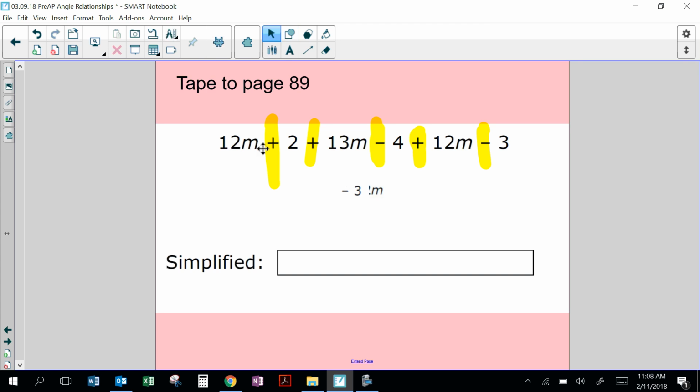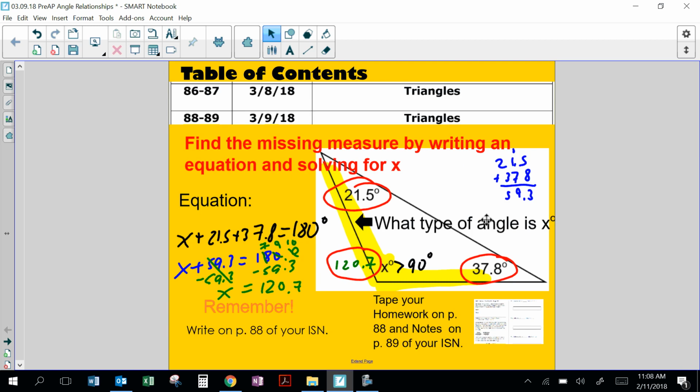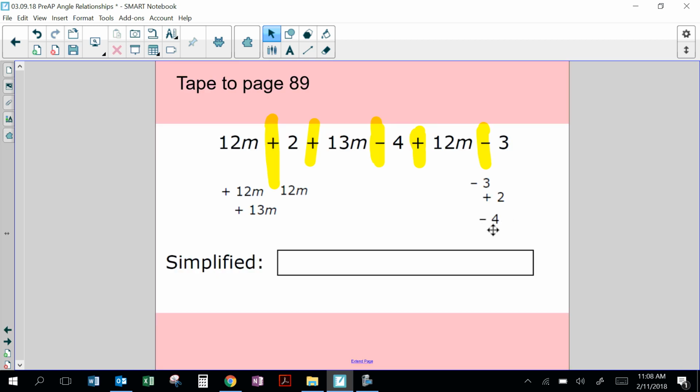So I see 12m. I see 2, but it's plus 2. I see plus 13m. I see minus 4. I see plus 12m. And I see minus 3. So I want you to group like terms. I group all the variables with m's, and I group all of the numbers, the constants. So 12m plus 13m plus 12m, what will that equal?